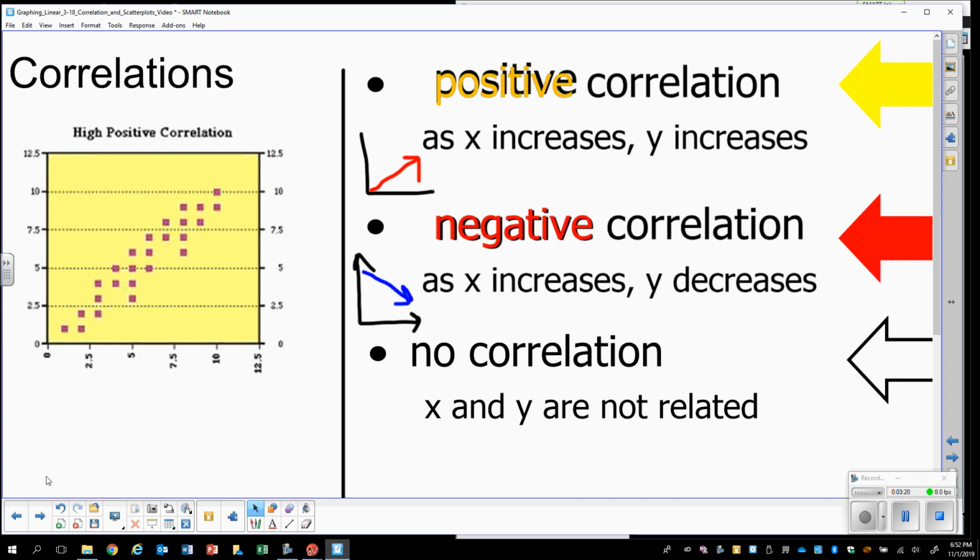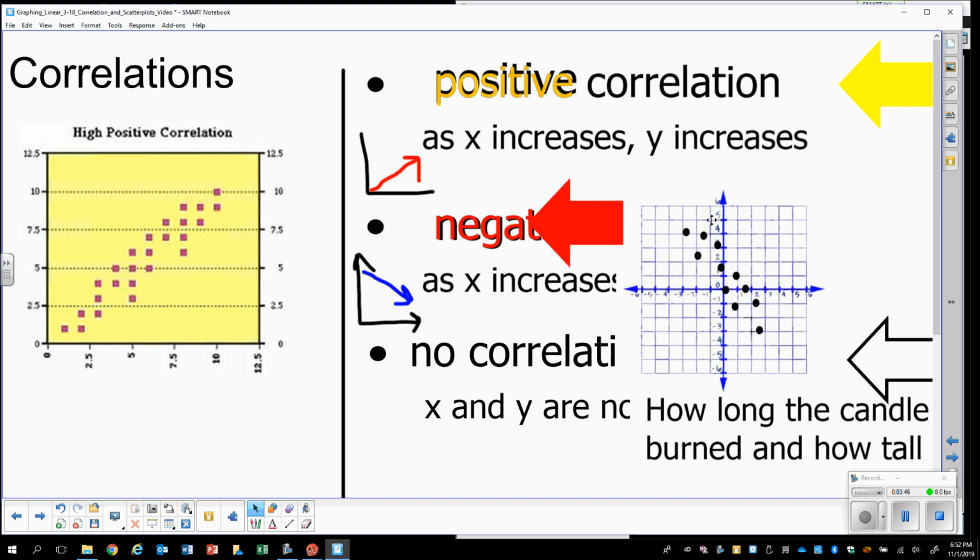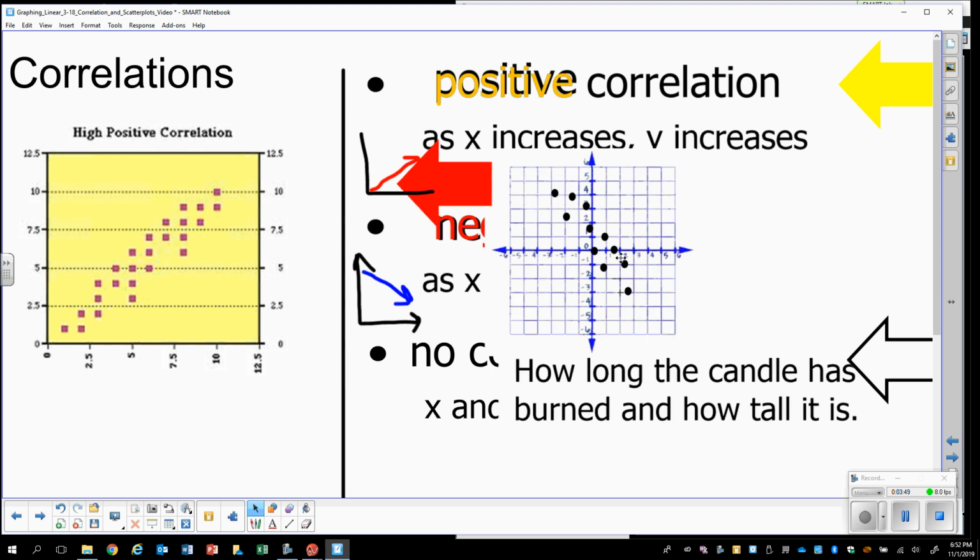And so let's look at these three types of relationships that we're most commonly going to see. We're either going to see a positive correlation, which means that as the variable on x increases, the variable for y increases. So it's positive, going up. We'll see our points trending upward, like we do in our example here. It could be that as x increases, y decreases. This would be a negative correlation, and so this would look something like this right here. For example, how long a candle has burned and how tall it is. That would be decreasing. The time would be the x, the height of the candle would be the y.